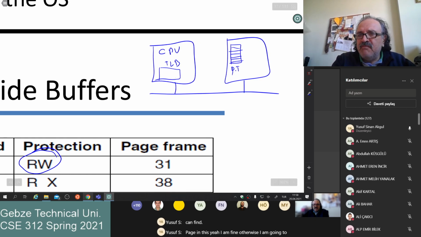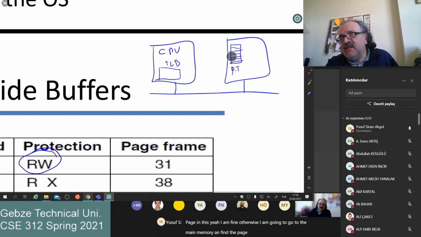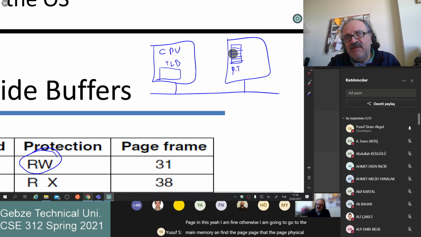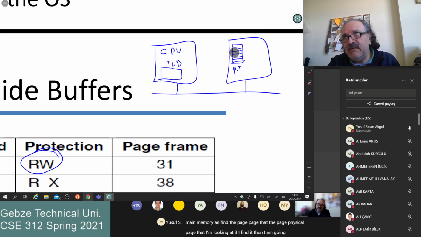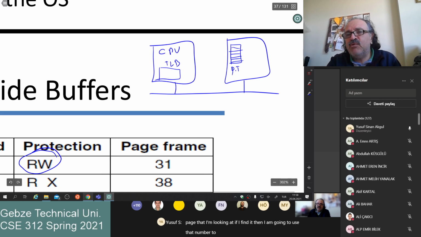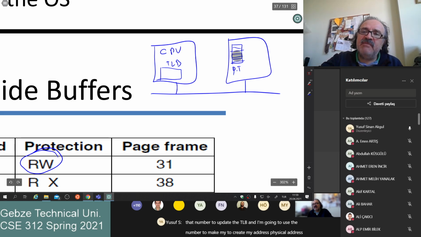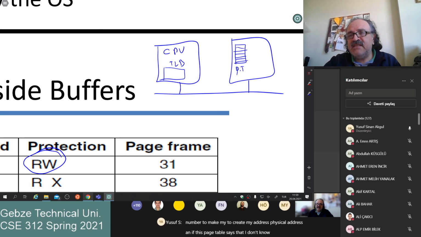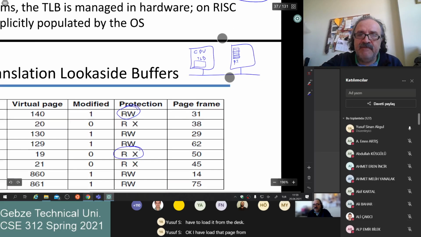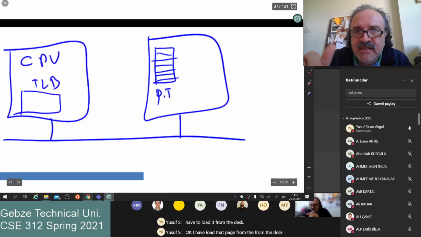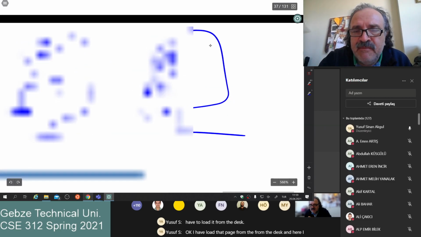Otherwise, I am going to go to the main memory and find the physical page that I am looking at. If I find it, then I am going to use that number to update the TLB, and I am going to use the number to create my physical address. And if this page table says that I don't have a physical frame address for that entry, it is not loaded in the main memory, then I have to load that page from the disk.